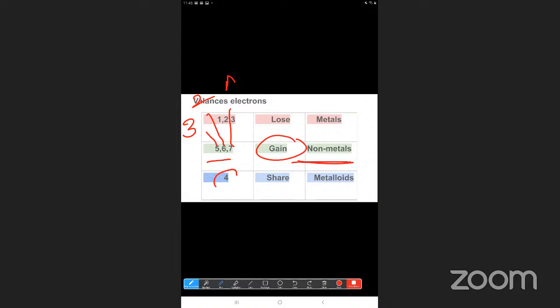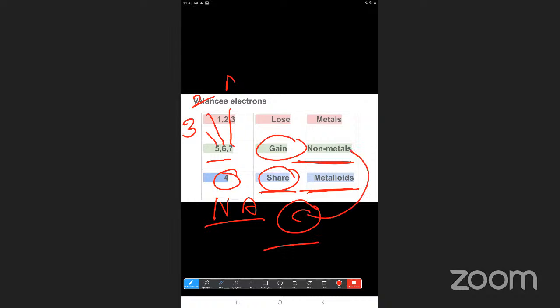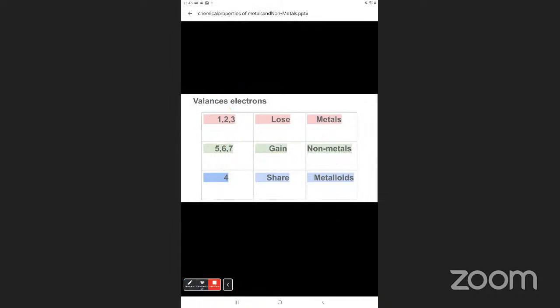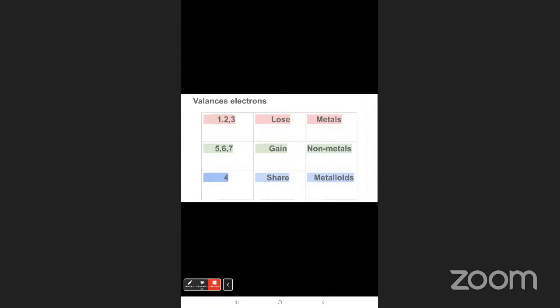Finally, we have the 4A group elements. These 4A group elements share electrons. They do not lose or gain electrons; they simply share the electrons to get stability. So these are metalloids. The 4A group elements are carbon, silicon, germanium, tin, and lead. Carbon is one of the metalloids, but it shows the properties of non-metals. So remember this. These are the valency electrons. How they lose and gain electrons, we'll see now.